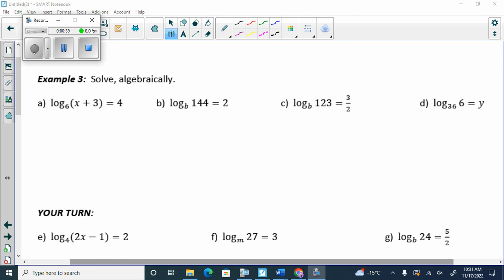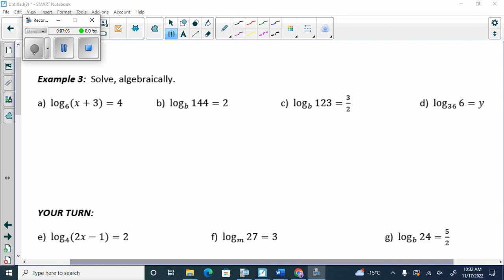So I want to solve a log, and my x is locked beside the log. Do you see that? It's locked in there. The only way I can get it back out of there is to convert it to exponential. So the very first step I have to do is convert to exponential. Now remember, in order to convert to exponential, I have to have 3 parts. I have 1, which is the 6, 2, which is the x plus 3, 3, which is the 4. Do I have 3 parts? Yes, so I can convert to exponential.